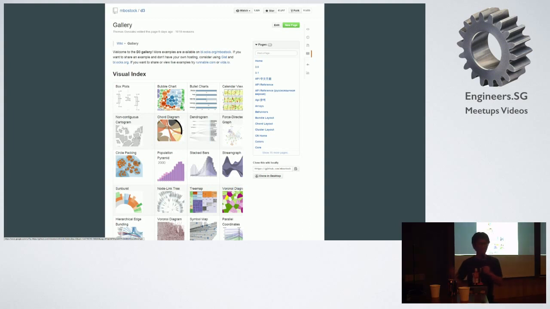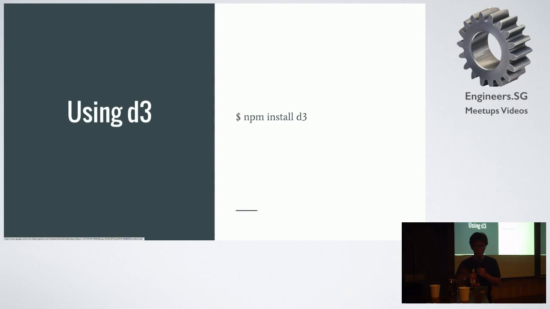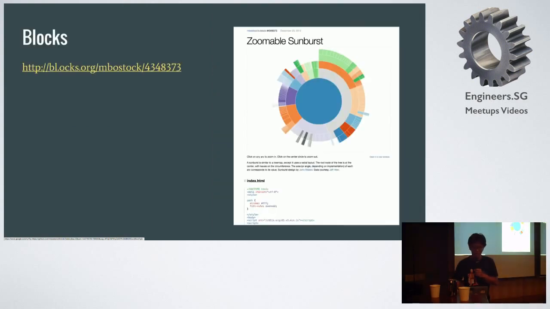D3, being a JavaScript library, has been used to create lots of interactive visualizations on the web. So how do you use D3? Of course, you can download it. In this case, I npm installed it. One way to get started is that Mike Bostock, one of the creators of D3, has this webpage called Blocks, where he writes snippets and examples so that you can learn through the examples.